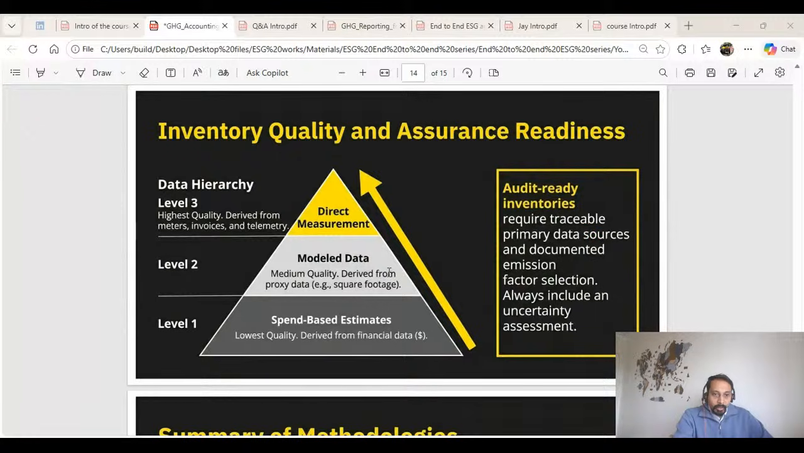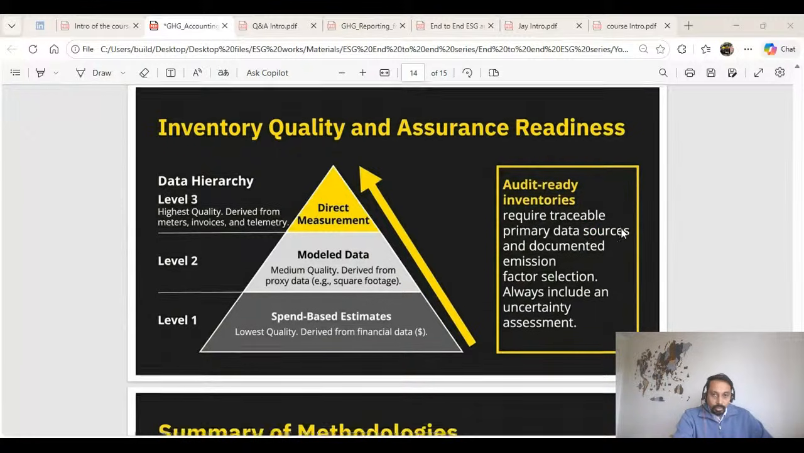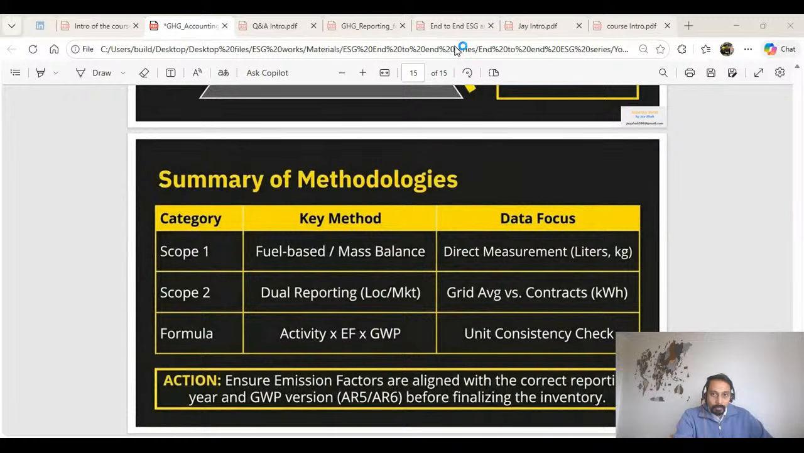Then inventory quality assurance, as I mentioned. The overall summary is that scope 1 is the fuel-based and mass balance approach. For scope 2, you have to do dual reporting, location-based as well as market-based, and focus on the grid average emissions factor and your renewable energy certificates or green tariff. And the formula is very simple: activity, emissions factor, and GWP. So now we have concluded the revision slides as well.